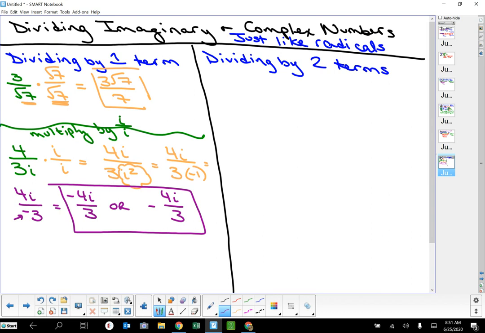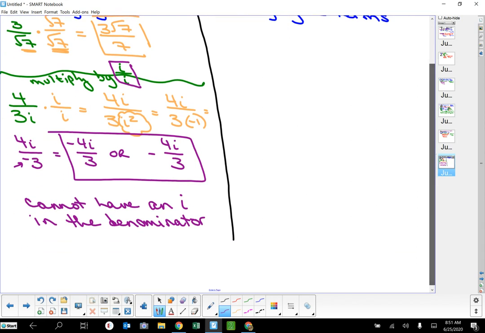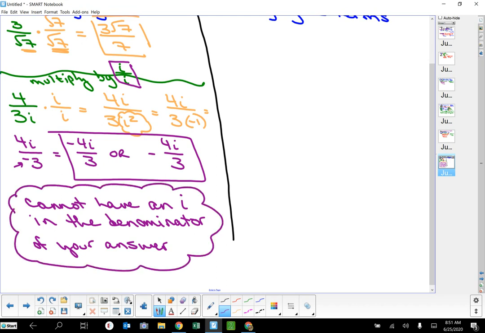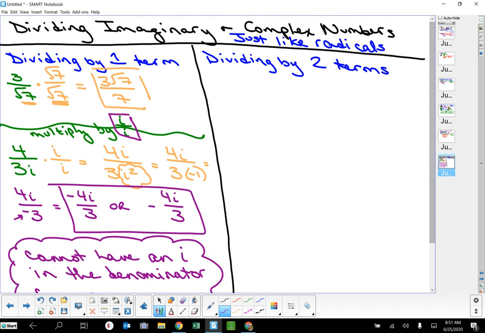But again, you're going to multiply by i over i. That's the strategy. And you cannot have an i in the denominator of your answer. And that holds true for both of these situations where we're dividing by either one term or two terms. Okay, so that's how you're going to deal with one term.